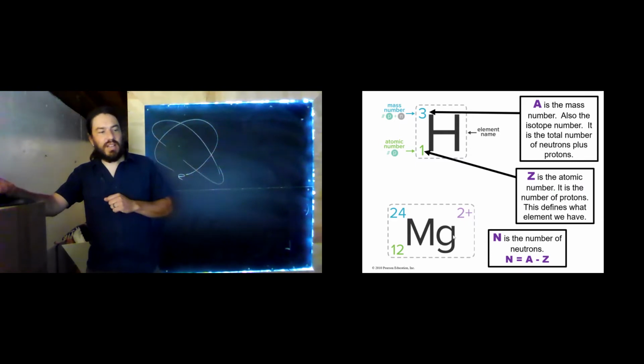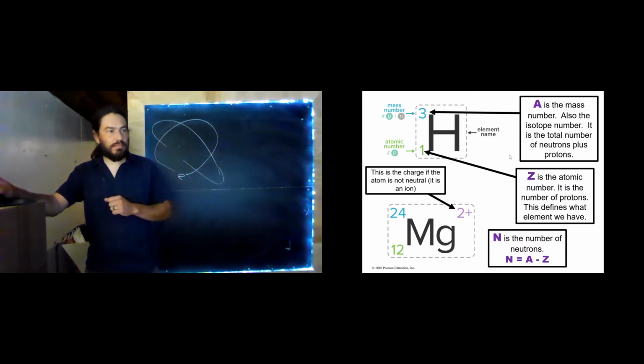So this right here is magnesium. We see that it has an isotope number of 24, so this is magnesium-24. It has 12 protons, and it is a doubly charged positive ion, as shown in my PowerPoint.